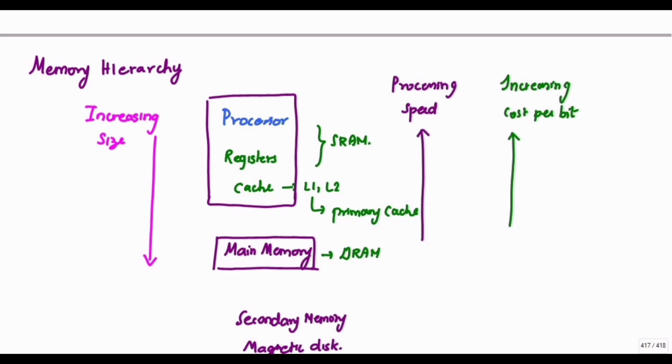The key to managing the operation of the hierarchical memory system is to bring the instructions and the data that are about to be used as close to the processor as possible. This is the main purpose of the cache memory. So we will discuss cache memory in the next topic. Thank you.